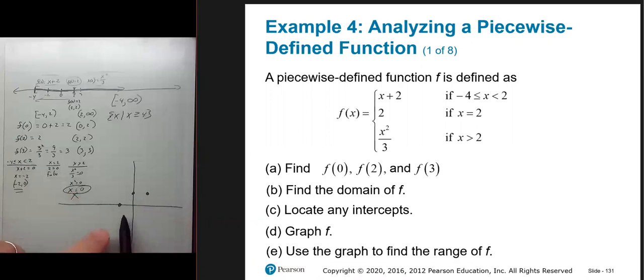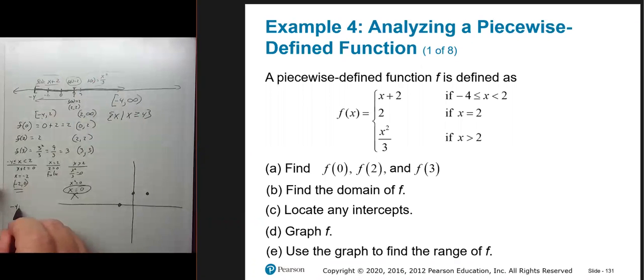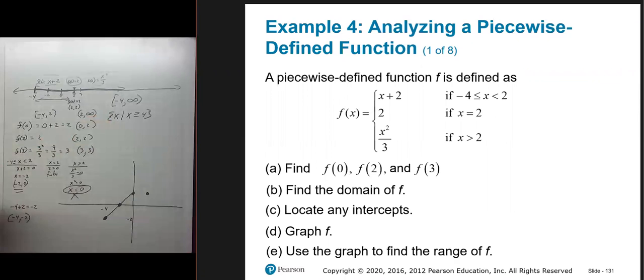All right. But I need to find out where it is at -4. So I put -4 in there. So -4 plus 2 is -2. So at -4, we have the point -2, and it includes that point. So at -4, I go down to -2. Now this portion of the graph comes up right like this. But it continues on the other side of 0 as well, up to 2, but it won't include that point.